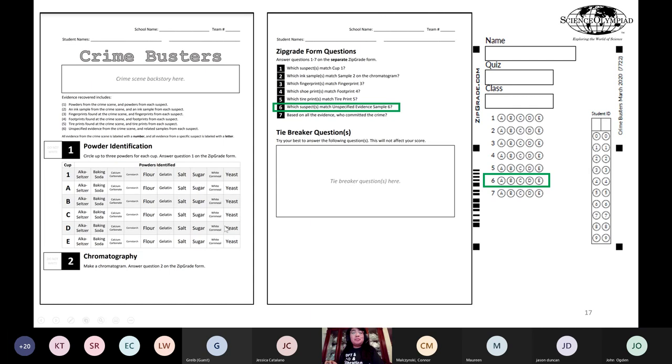And on the sheets given to them, they're going to answer whichever suspect, A through E, corresponds to the unspecified evidence sample, evidence sample six.